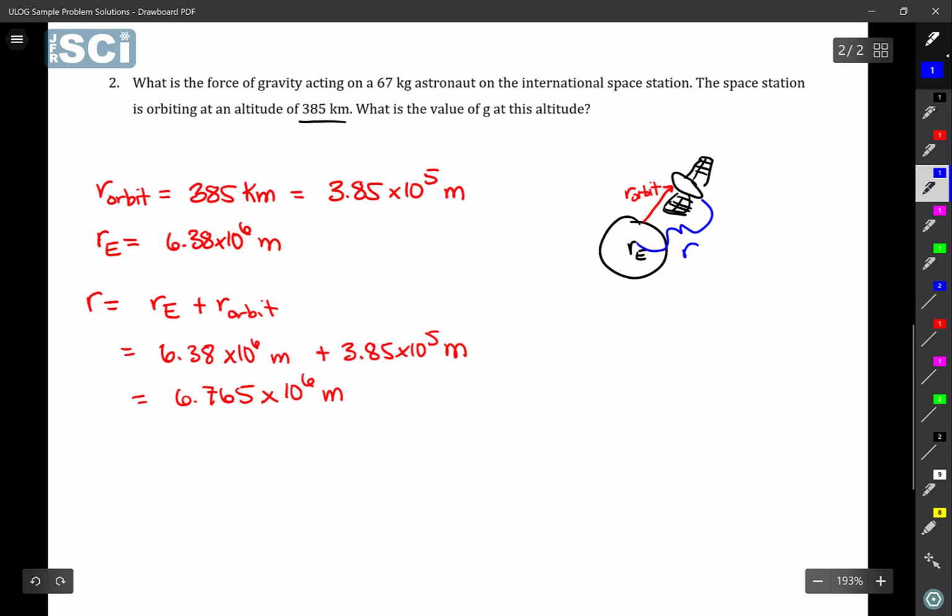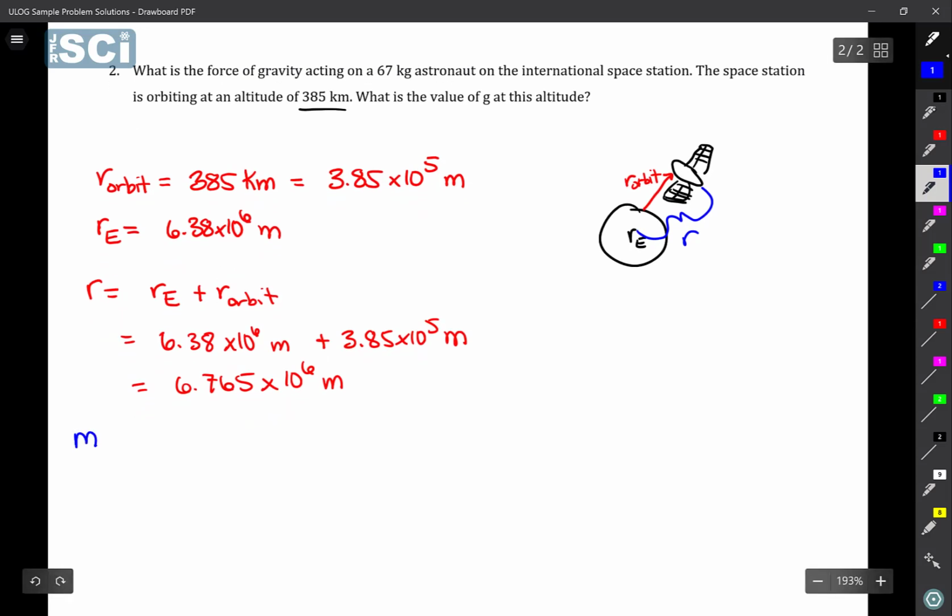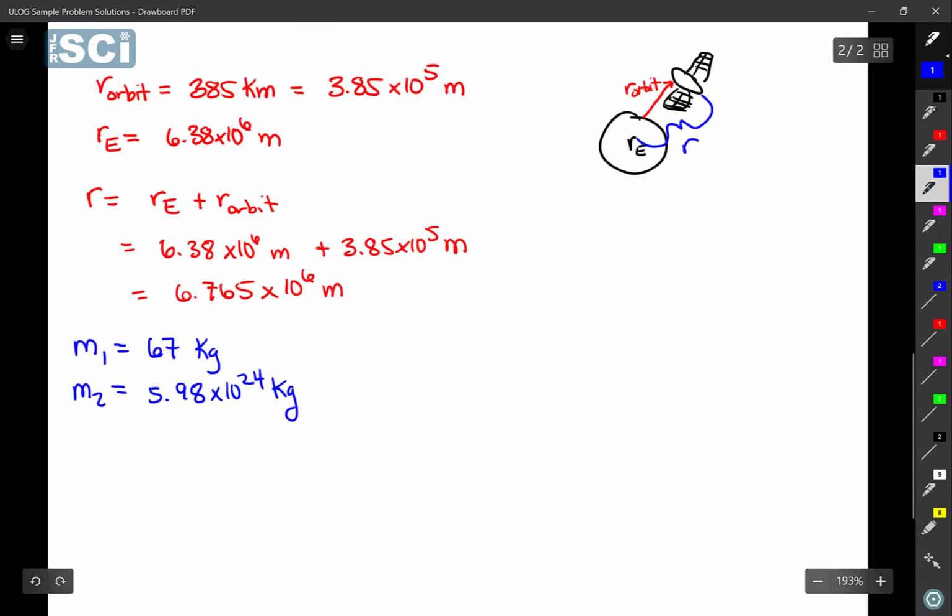Okay, so here we go. Let's write down what else we know. We know M1, we'll say 67 kilograms. M2 is going to be the mass of Earth, because that's what we're orbiting. So it's 5.98 times 10 to the 24 kilograms. And we're looking for FG. We have no idea what that is. And then we want to find out what little g is as well.